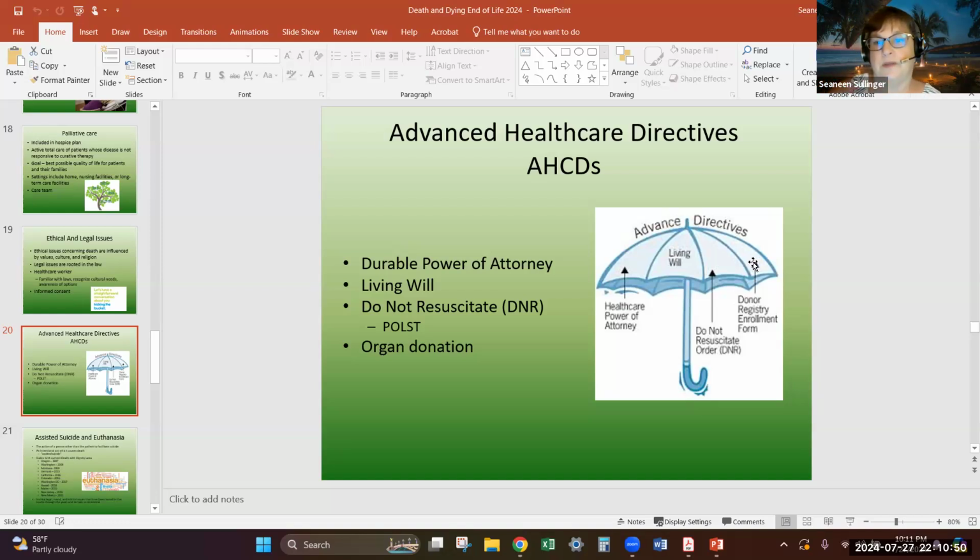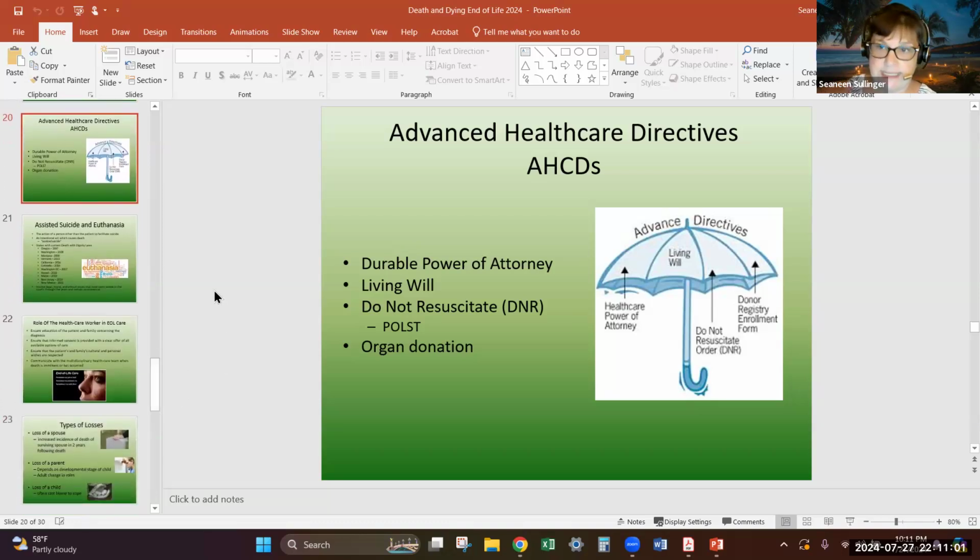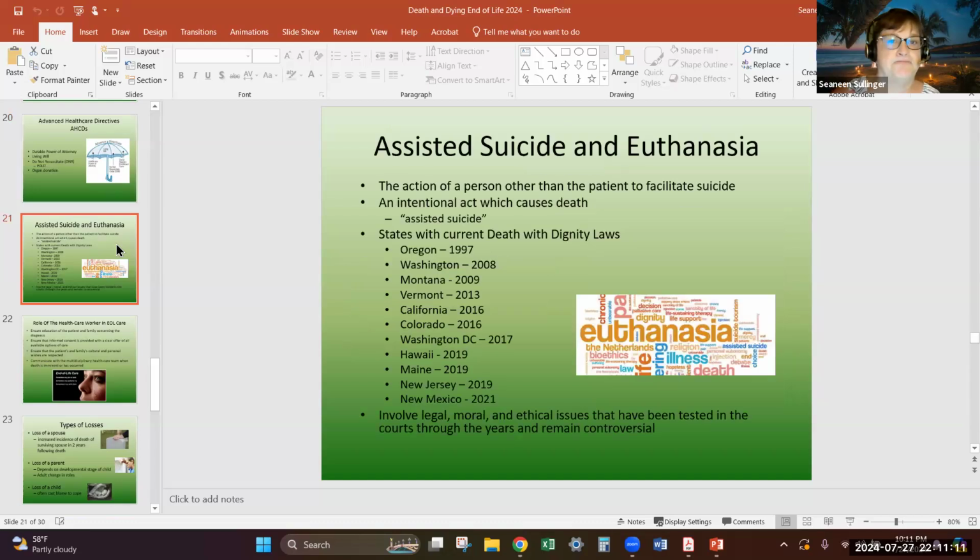And then also, if the person wants to donate any of their organs, there's paperwork that you can fill out ahead of time so that the organs can be harvested and taken where they need to be as quickly as possible so that they're viable and able to be used by somebody else. They'll get tested and those kinds of things.